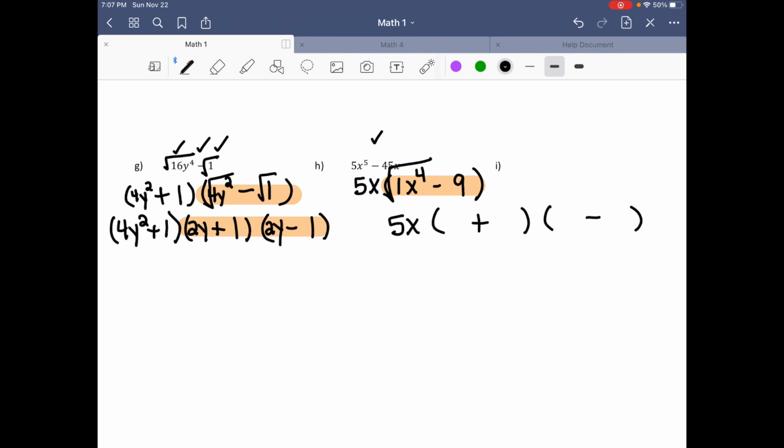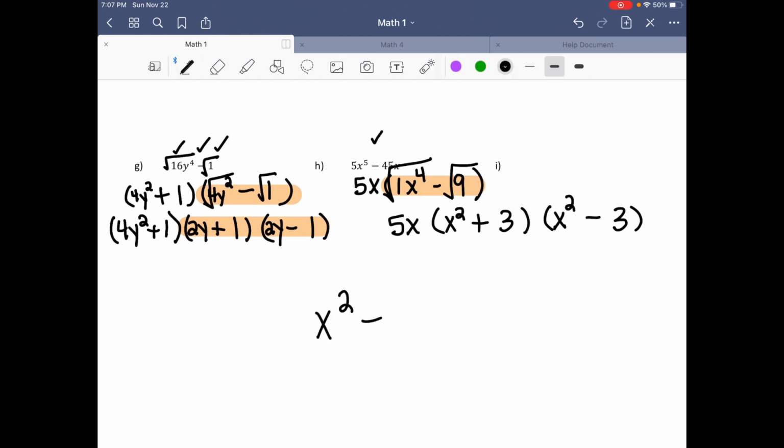All right, so the square root of x to the 4th is going to be x squared. And then the square root of 9 is going to be 3. Now, do not make the mistake and think, oh, I can reduce that down. 3 is not a perfect square. So we are actually going to be done with this problem because we do not have any more differences of squares that we can factor out.